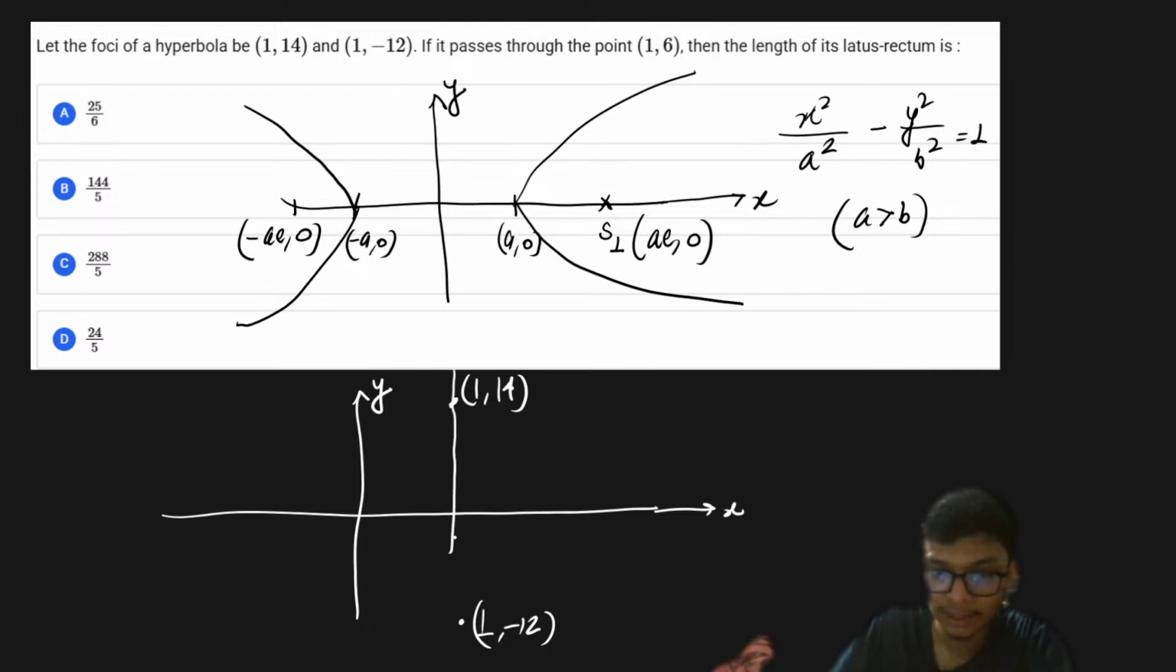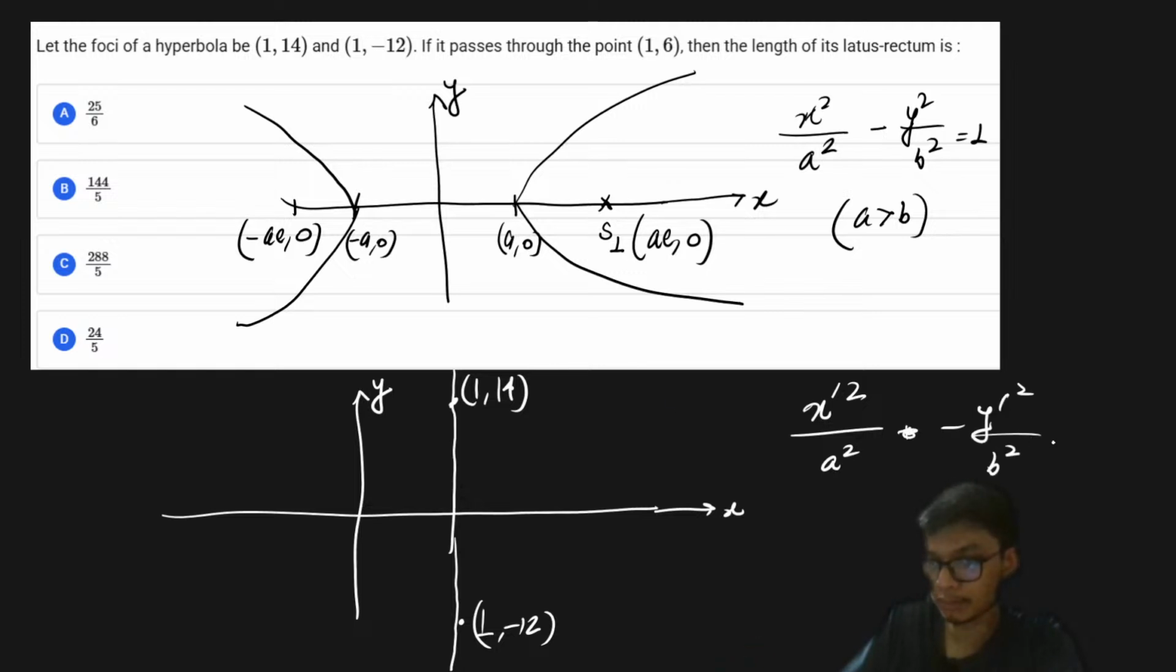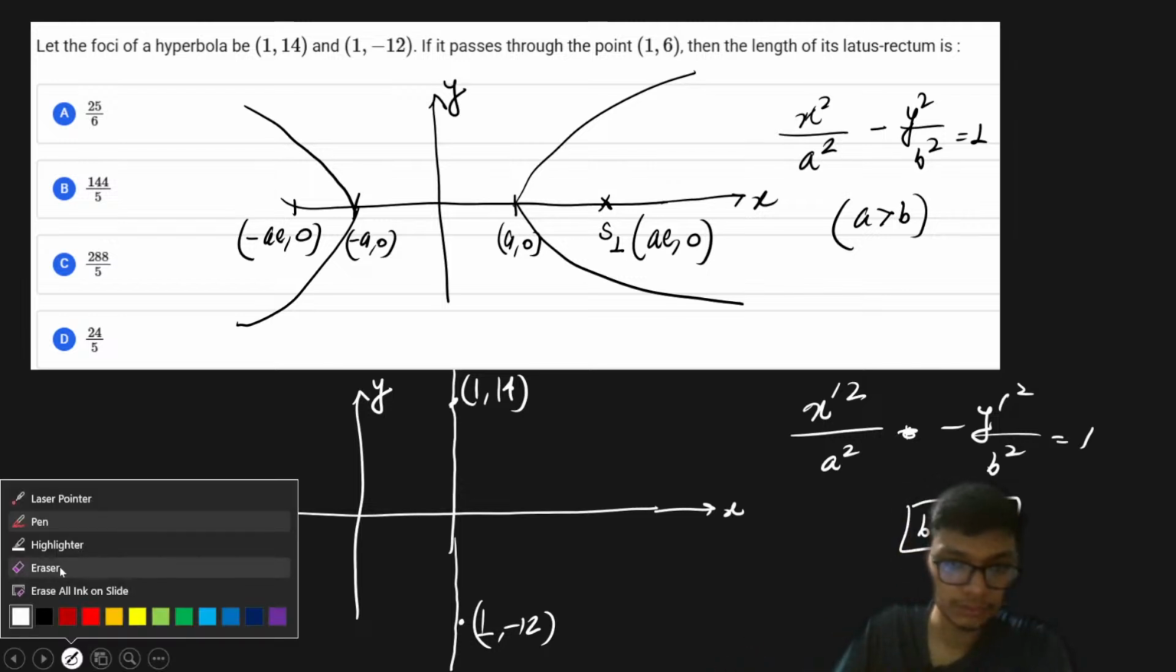Instead, the major axis is parallel to the y-axis. It's not the y-axis itself, but it's parallel to the y-axis, right? So in this case the hyperbola will have a shifted vertex, and therefore it will be of the form x dash square divided by a square minus y dash square divided by b square is equal to 1, where b is greater than a, right? This is what the form of the hyperbola will look like.